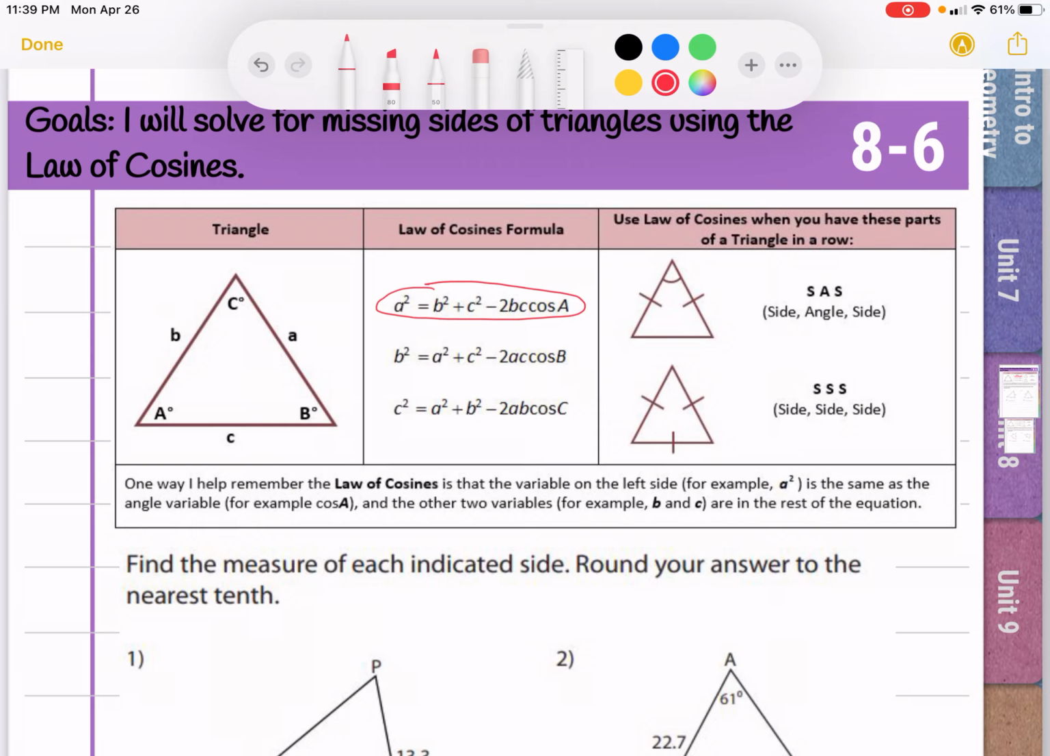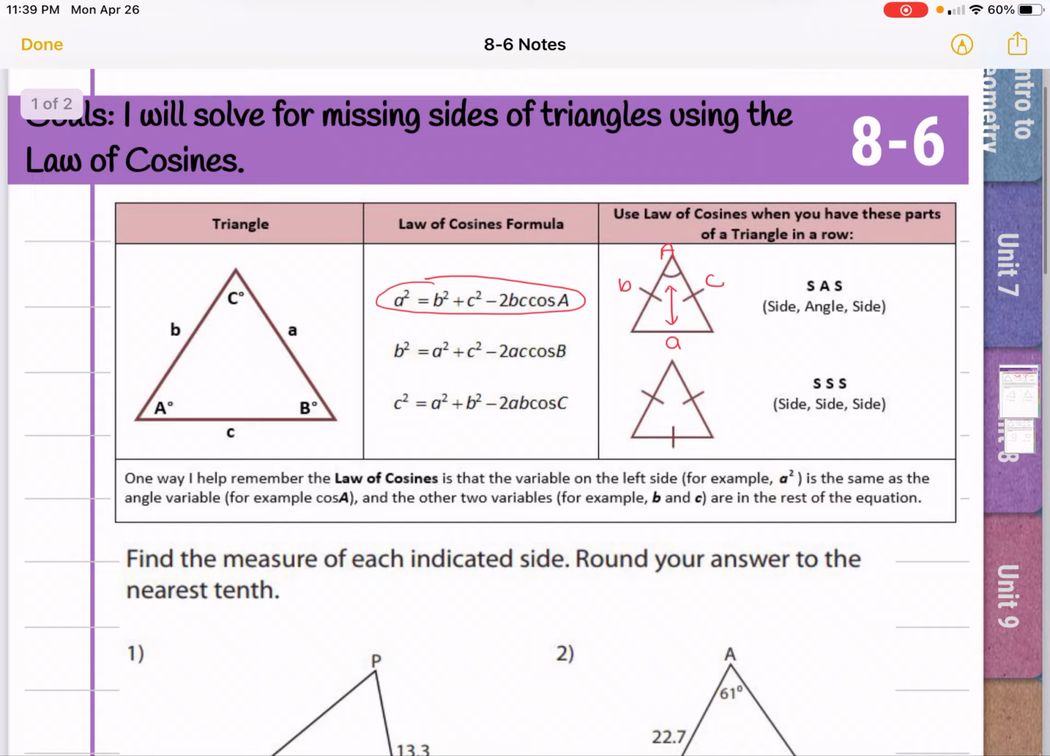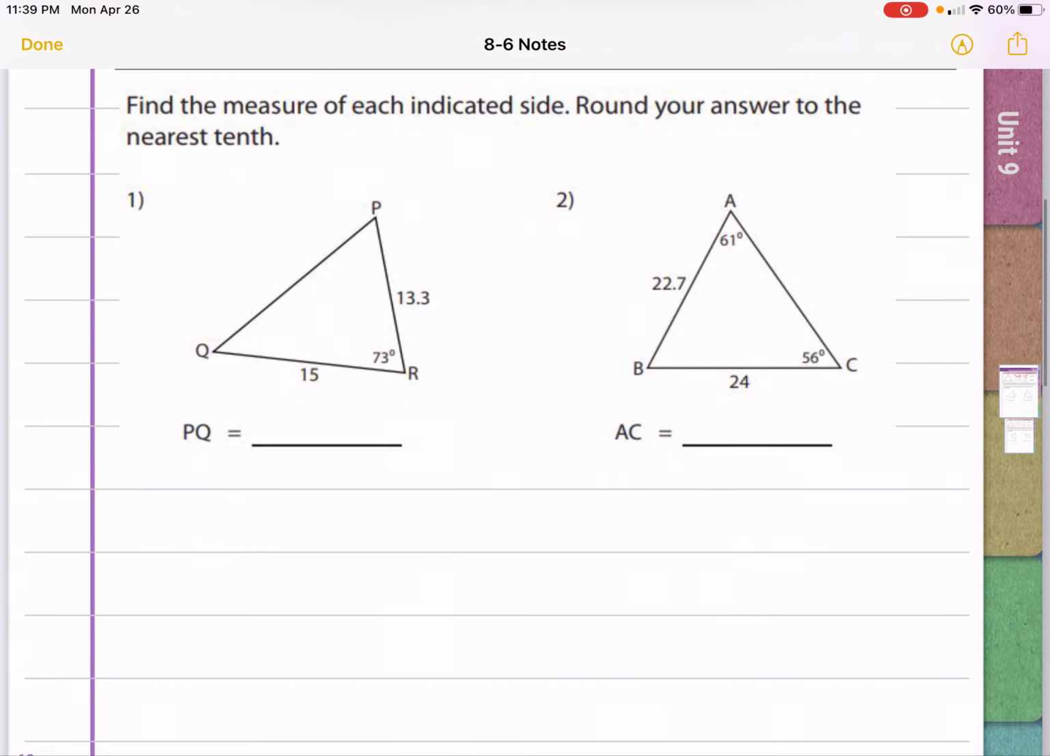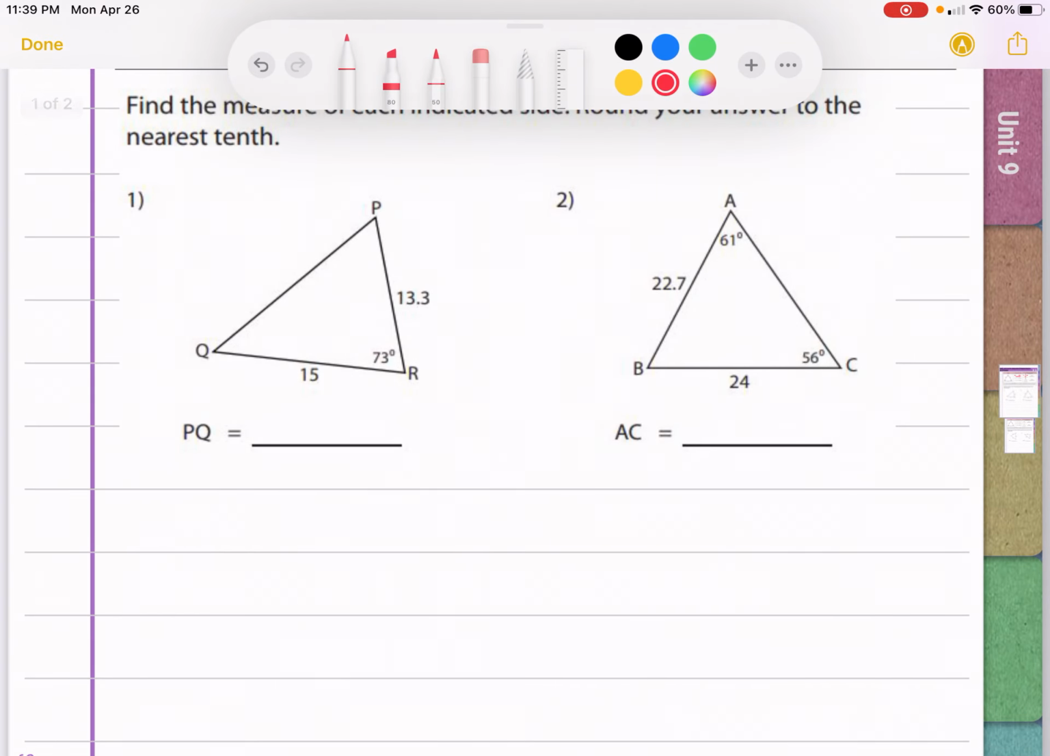So, for example, if you look at the right, let's say we're looking for this side here. The angle opposite it would be big A in the formula. And then b and c would be the two sides given to you. Notice this can be used when you're given side, angle, side, so the angle in between the two sides. So I'm just going to copy that formula again, that way we can reference it when plugging in.